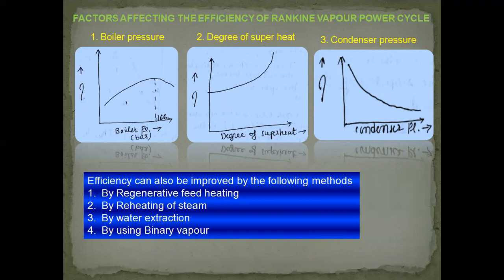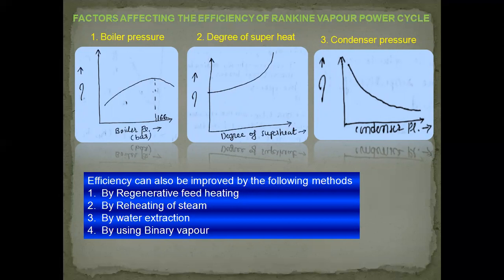And the second one is the degree of superheat. Degree of superheat is the difference between the superheat temperature and the saturation temperature. So that means it talks about the condition of the superheated steam. At what temperature is the superheated steam? So the temperature of superheated steam, in other words, is another factor.